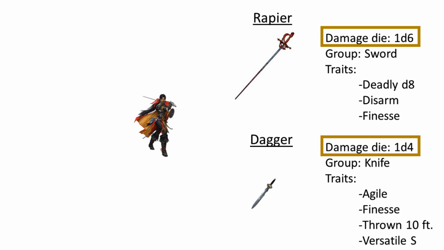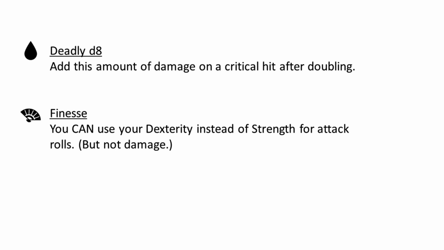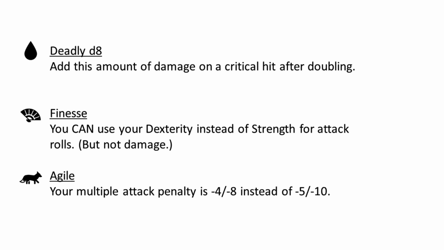There are a lot of weapon traits, but in this video we'll talk about deadly d8, finesse, and agile. What's deadly d8? It means you add this amount of damage on a critical hit, after you double the damage. You could also have something else like deadly d10, in which case you would add a d10. Finesse. A finesse weapon means you can use your dexterity instead of strength for an attack roll, not the damage roll, just the attack roll. An agile weapon means your multiple attack penalty is -4 and -8 instead of -5 and -10.